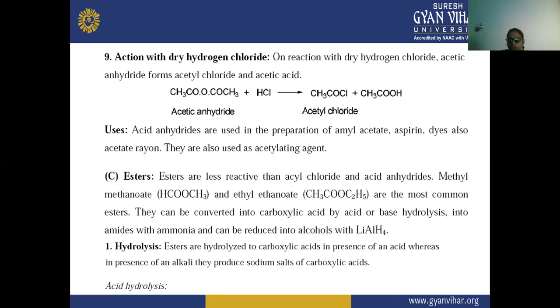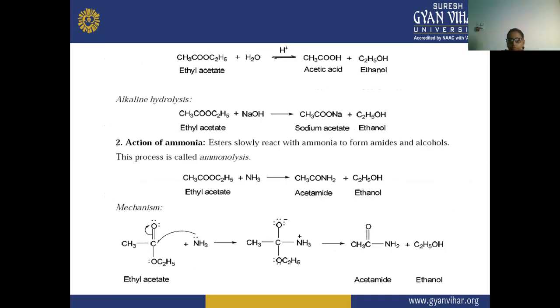First is the acid hydrolysis. In this, you can see ethyl acetate plus water molecule. In the presence of an acid, they form acetic acid plus ethanol. And in the alkaline hydrolysis, this ethyl acetate reacts in the presence of NaOH, which is your alkali, and there is a formation of sodium acetate plus ethanol. So here the sodium salt of carboxylic acid is formed.